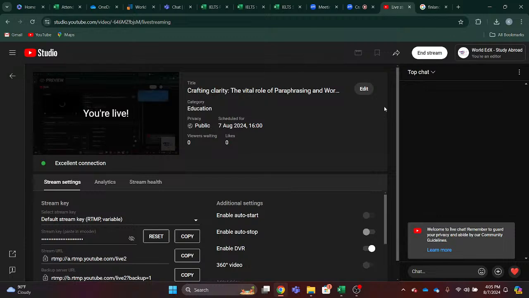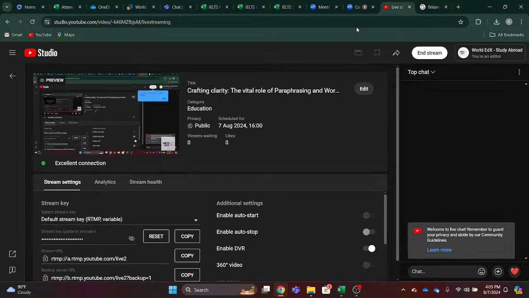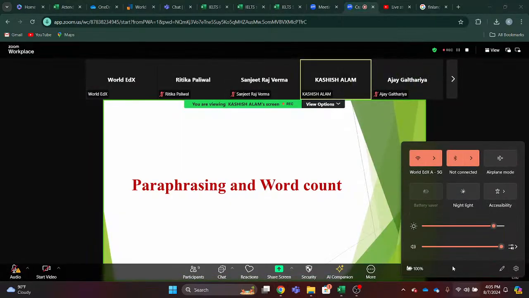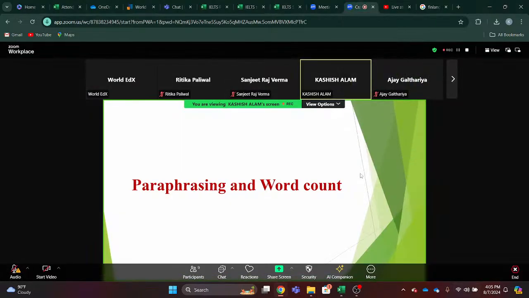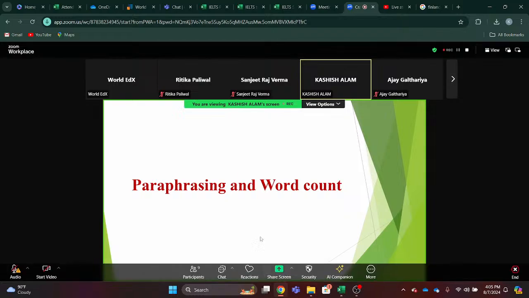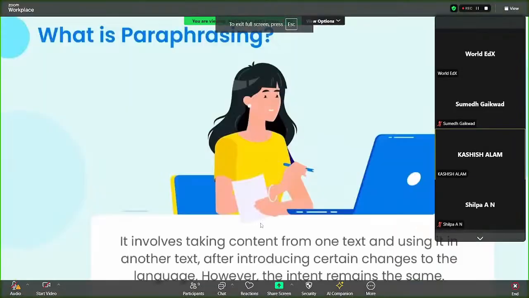Exactly what is paraphrasing, how one should paraphrase a topic, and what role does it play in improving your IELTS and giving you a good band score for the writing and the speaking section. Apart from that, what is the role of the word count, or I would say specifically the instruction limits, in your IELTS listening and the reading section. So let's learn about it one by one.